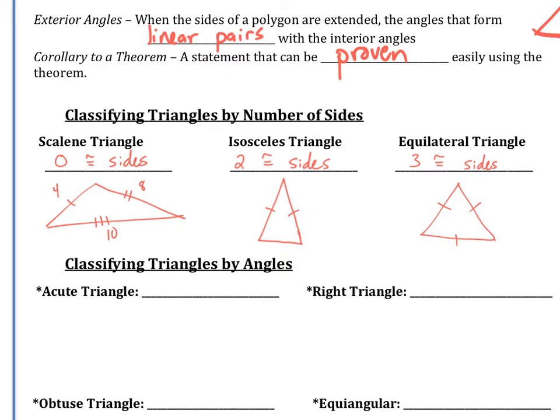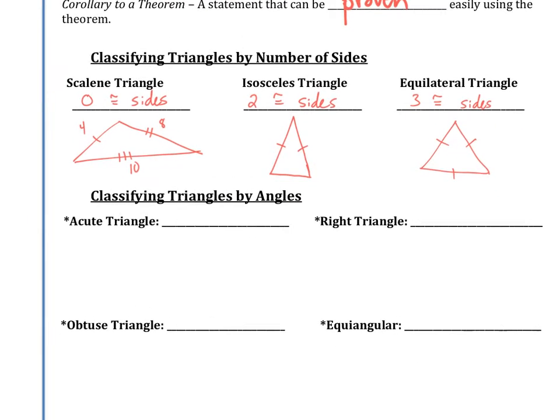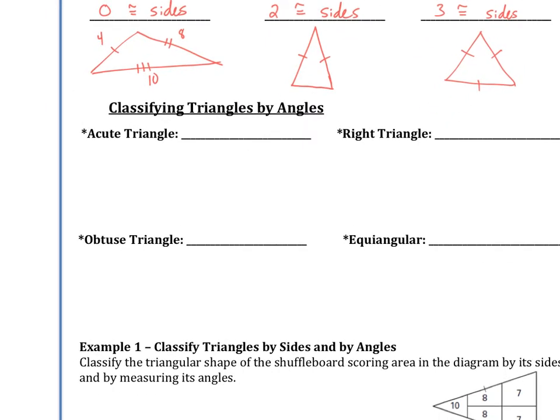We can also classify a triangle by its angles. So there is an acute triangle, which would be three acute angles. So it might look something like this, where they're all clearly less than 90, so it could be like 80, 60, and 40. They're all less than 90.